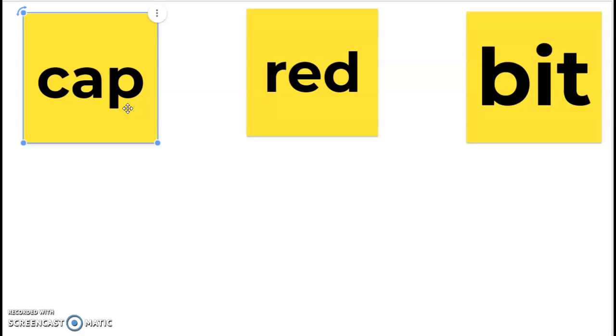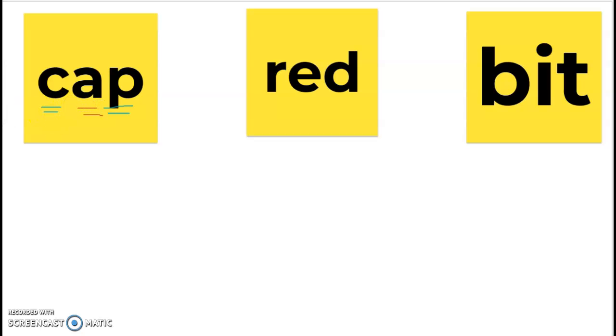You may notice that this word has 3 letters. Let's count them. 1, 2, 3. You may also notice that this word begins and ends with consonants. Consonants are all the letters in the alphabet that are not vowels. So these letters, C and P, are consonants. They are not vowels. And you may also notice that this word has a vowel in the middle.